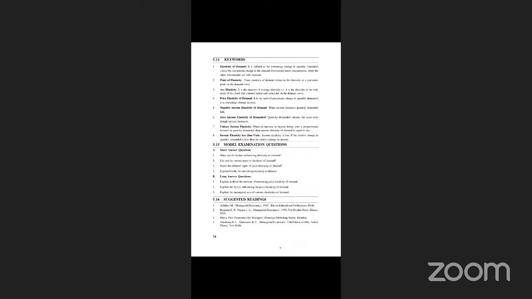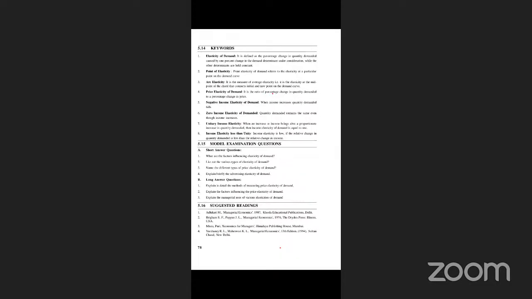I hope the elasticity of demand concept is clear. Yet, if you have a doubt, you can ask. But I would request you all to kindly do these tables and graphs. And your presentation of answers in the exam as well should be with these graphs.